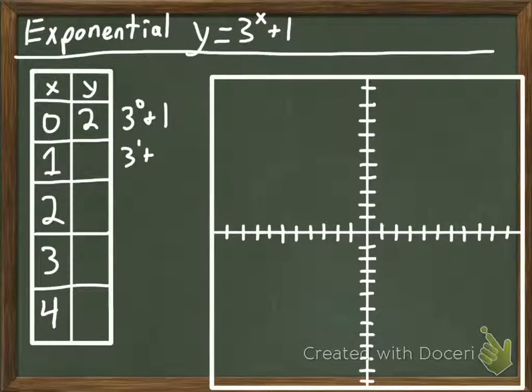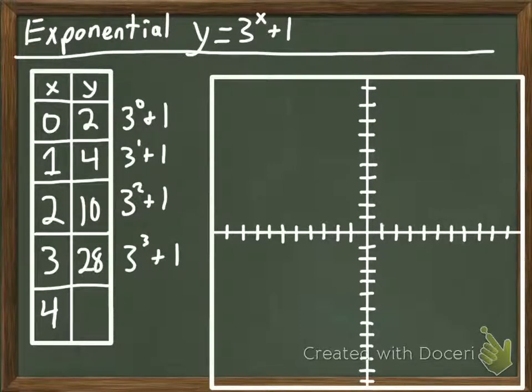We get 3 to the 1 plus 1, which gives us 4. Here we get 3 to the second plus 1, and we get 10. Here we get 3 to the third plus 1, and we get 28. Here we get 3 to the fourth plus 1, and we get 82.